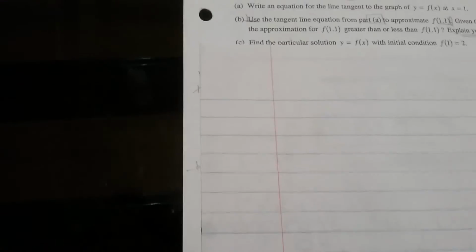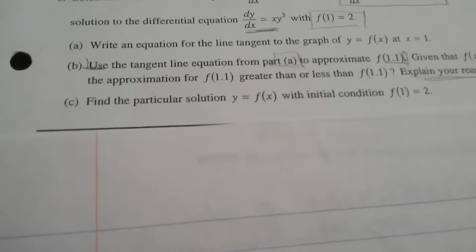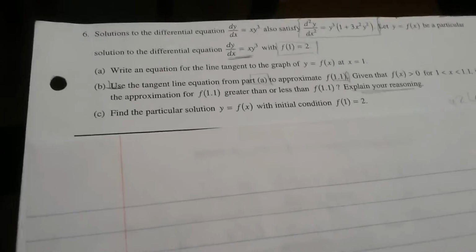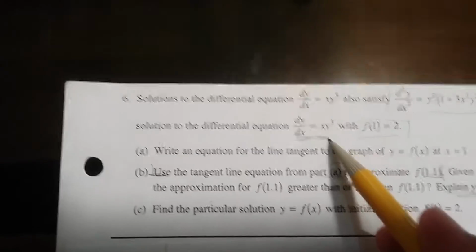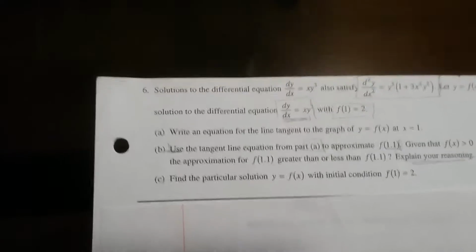So C, this is how you do it. So we're trying to find the particular solution y equals f(x) with the initial condition f(1) equals 2. So we already have our equation right here, and we want to separate this equation.